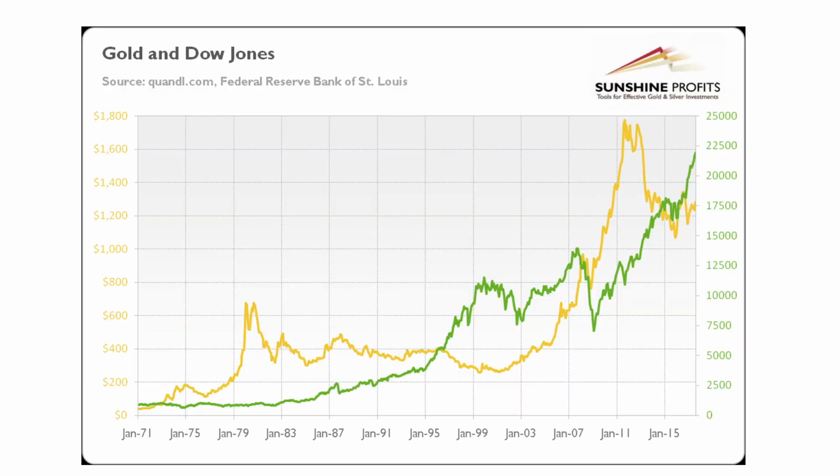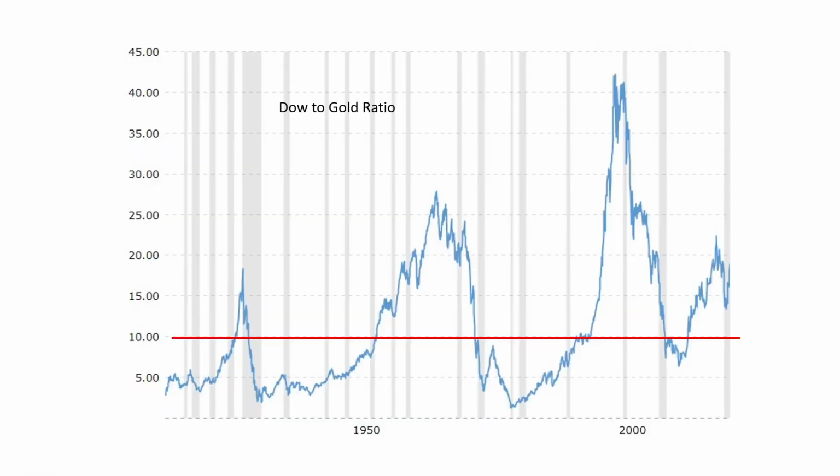This is the gold and Dow Jones priced over time and overlaid. So you can see that when gold goes up, sometimes the Dow lags. And then when gold lags, sometimes the Dow goes up. That's what we're looking to try to identify using ratios.